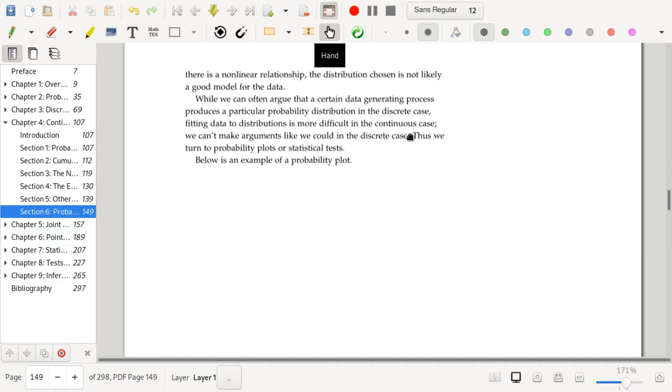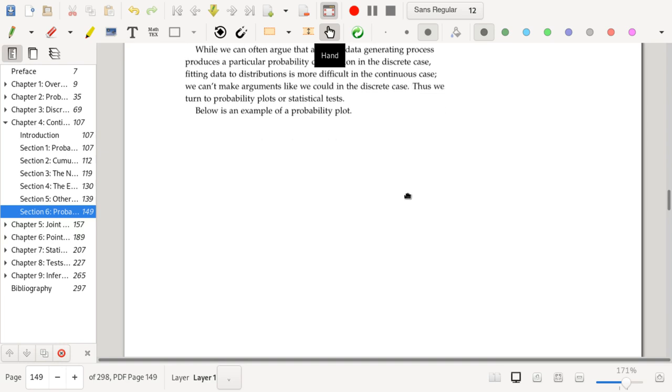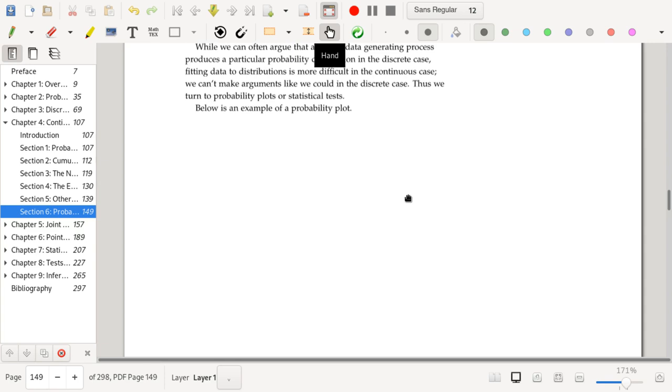But at the same time, for many physical phenomena, you cannot use that justification. And even then, the continuous distributions are just much more abstract. They don't have these nice combinatorial explanations that the discrete distributions do. So often, if we want to decide what distribution is appropriate for some observed data set, we are obligated to use methods like this. Here is an example of what a probability plot looks like before I keep going.